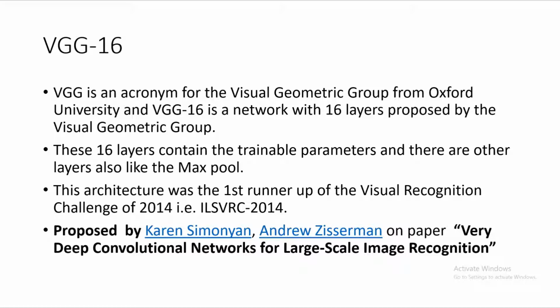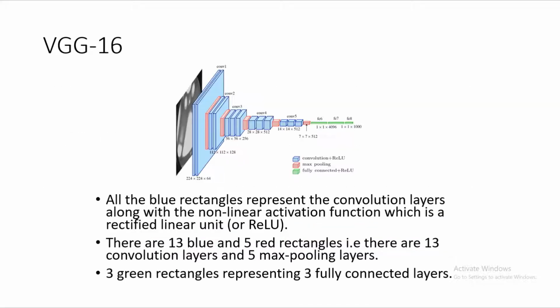Karen Simonyan and Andrew Zisserman in the paper Very Deep Convolutional Networks for Large-Scale Image Recognition. And we can see here the architecture of VGG16.